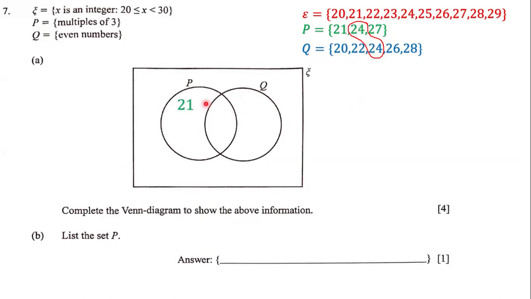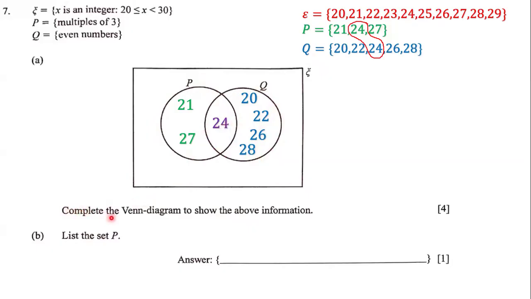And so we have P is going to be what? 21, 27, and 24. That's an intersection. And Q is going to contain 20, 22, 24, which is here, and what else? 26 and 28. So set P, this is set P. It contains 21, 24, and 27. And set Q, this is set Q right here. Set Q contains 20, 22, 26, 28, and 24.